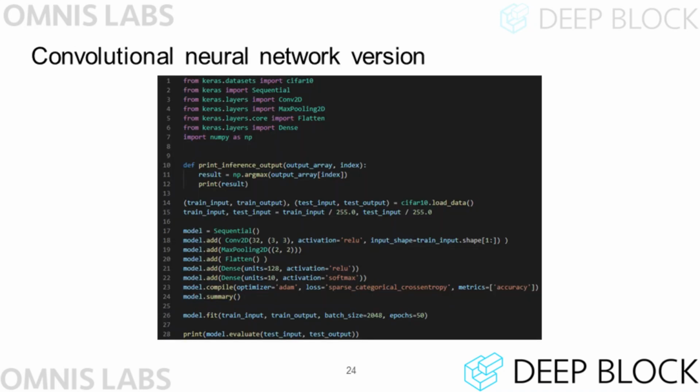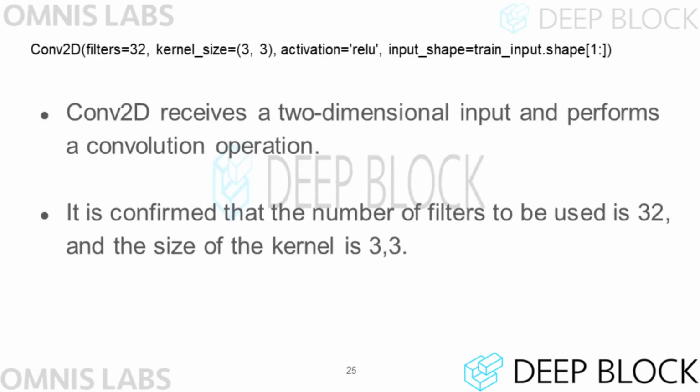Now, create a code file called CIFAR-10 classification CNN.py and write the following code in this file. The code is also posted on the course page. Let's start by explaining the first parts of the code.